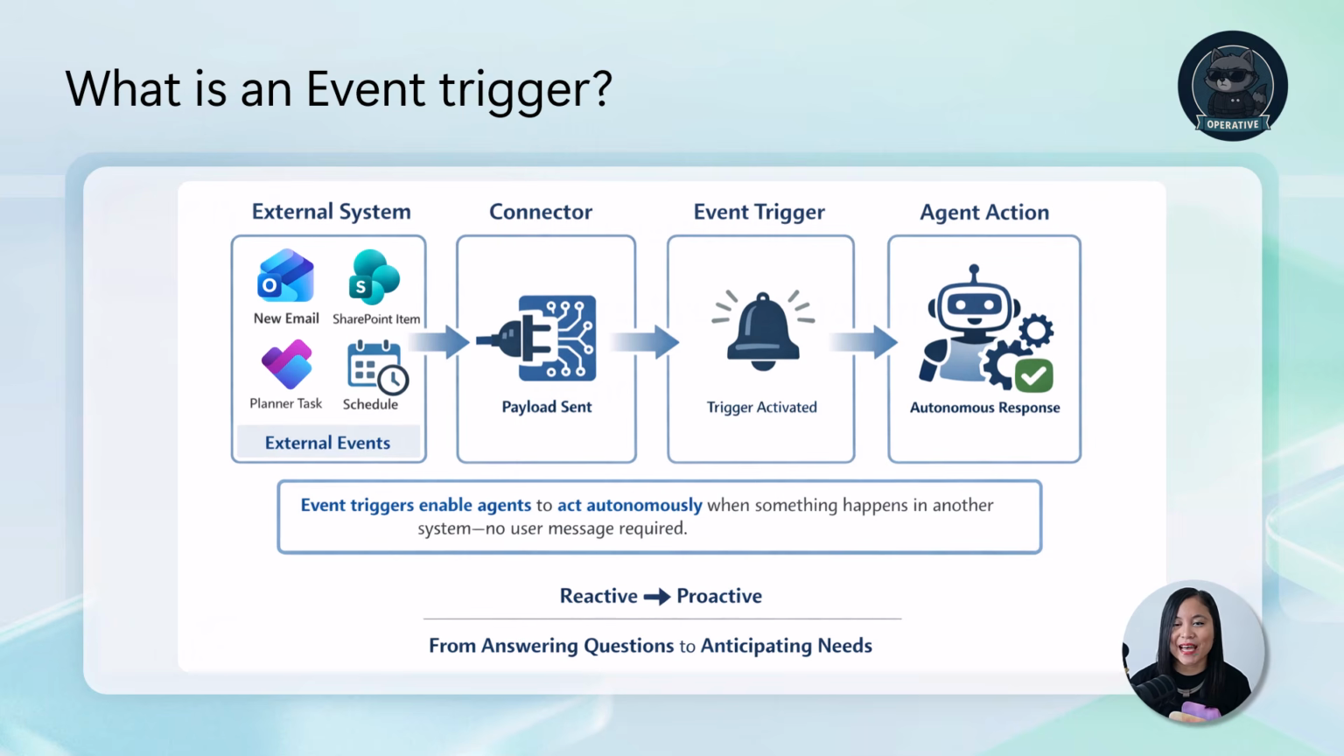Here's how it works. External events such as a new email arriving or a scheduled recurrence send a payload to your agent through connectors. That payload contains variables and instructions that your agent uses to decide what to do next. The key benefit is that your agent shifts from answering questions to anticipating needs and acting independently. Instead of waiting for someone to ask, "Did we get any new resumes?" your agent can automatically process those resumes the moment they arrive.